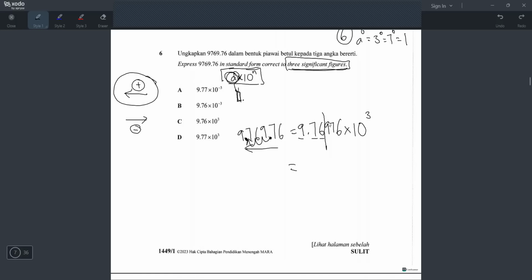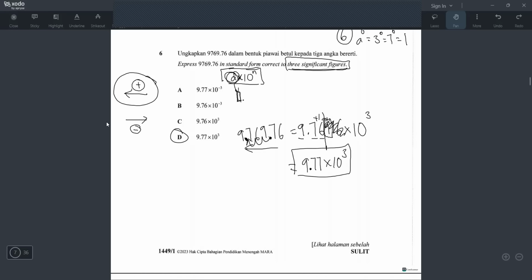But before we erase what's left here, we have to check whether the number next is more than 5 or not. So the number next here is 9, which is more than 5. It means here I have to plus 1. So you'll end up with 9.77. Okay, and then only you erase this. Times 10 power 3. So this is your final answer, D. Okay? Hope you understand. Eh? I already explained very slowly.